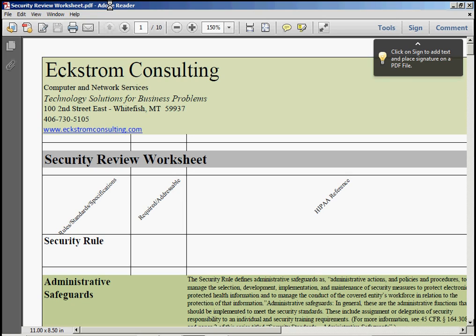Hello, and thank you for attending the second part of this seminar. We're going to be talking about the actual Security Review Worksheet that we've developed to help in the process of reviewing your HIPAA security for the HIPAA security rule. I'm sorry, there's a lot of text on this worksheet.